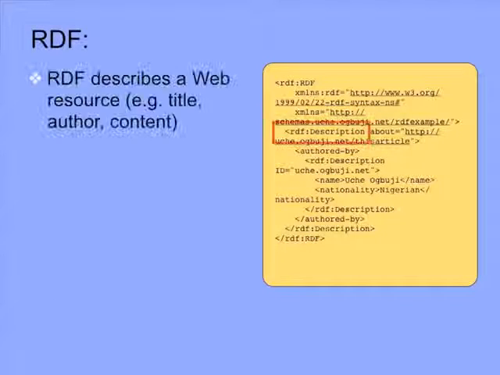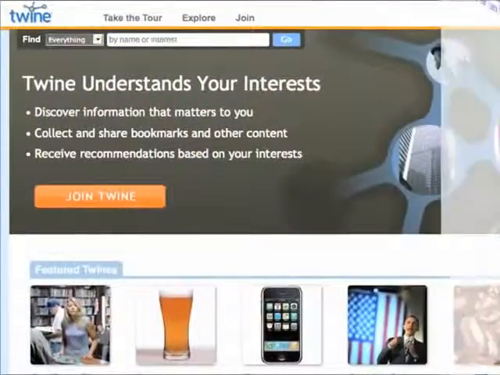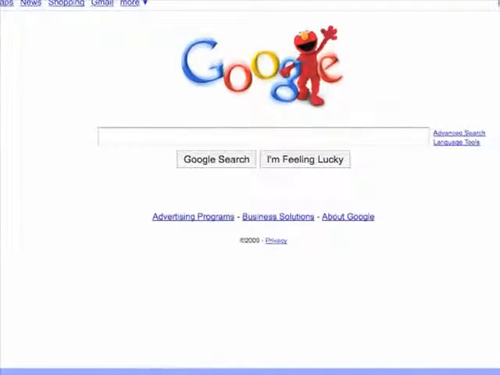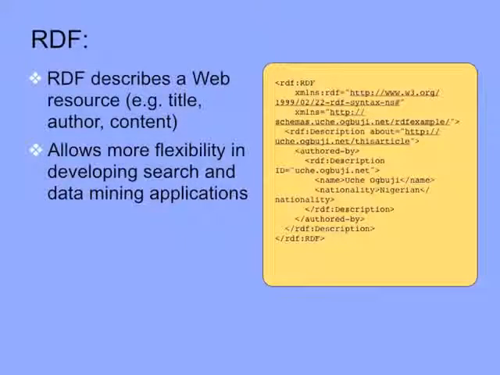RDF describes a web resource, for example, the title, author, date, copyright information, and other details of the content. RDF and other semantic web technologies are key to successful search and data mining websites and applications.